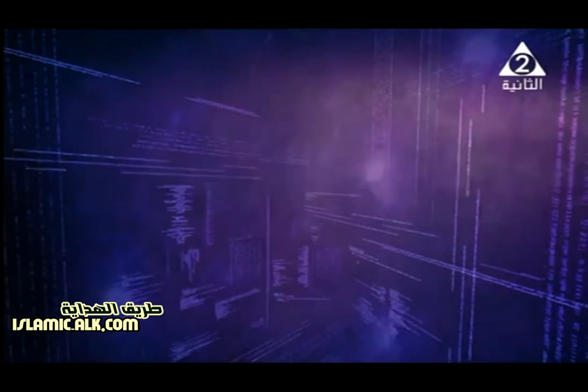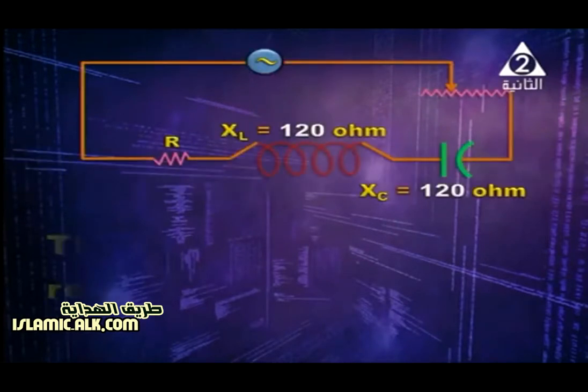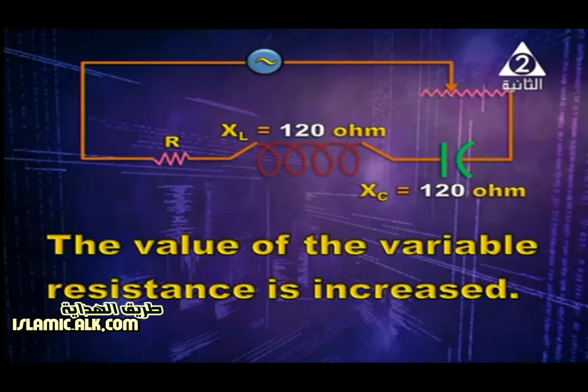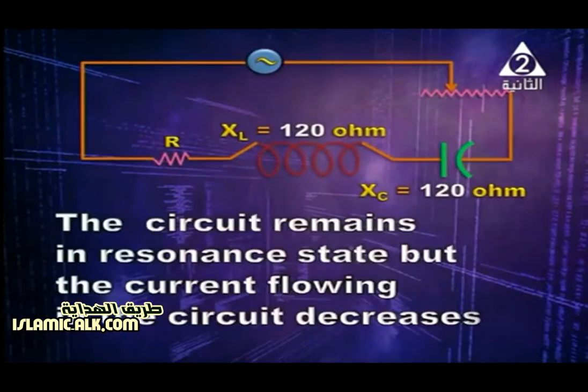What happens when the value of the variable resistance is increased? This also will not alter the state of resonance, but an increase in the variable resistance will decrease the current. So the circuit remains in a resonance state, but the current flowing in the circuit decreases.